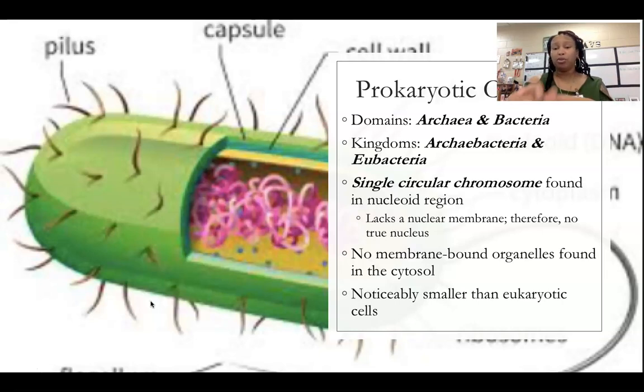Now, the difference between prokaryotes and eukaryotes, the biggest difference that is most noticed, is the lack of a nucleus, because again, prokaryote means before the nucleus. These organisms have genetic material, but the material is not separated from the cytoplasm. The area inside of the cell where the DNA is located is called a nucleoid region.